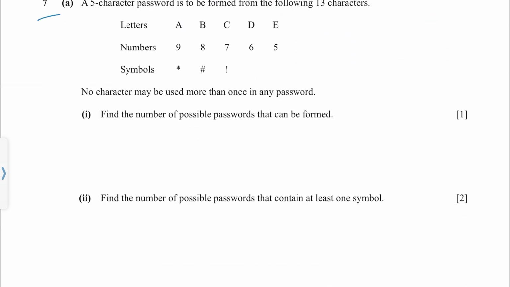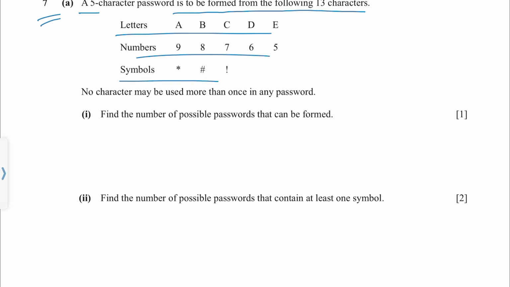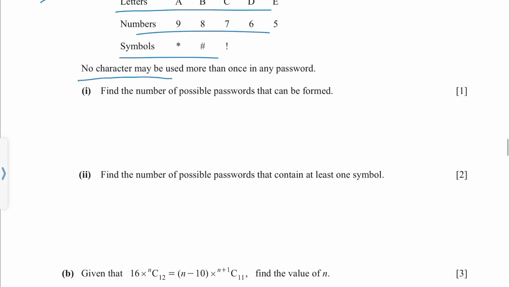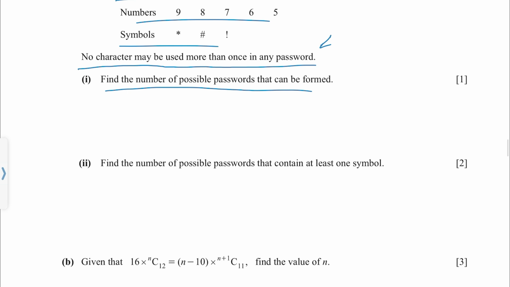Now, going on to question number 7. A 5-character password is to be formed from the following 13 characters. Letters are this, numbers are this, and symbols are this. No characters may be used more than once in a password. Find the number of possible passwords that can be formed. Do you have any idea what would be our answer? This would be 13P5, that is 154440.